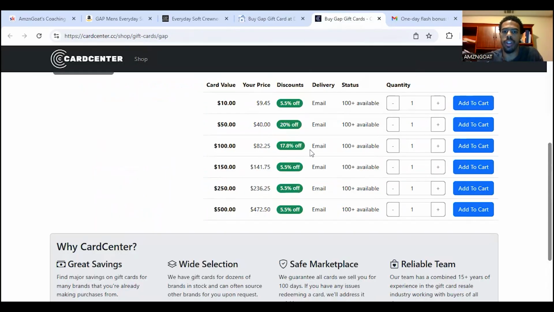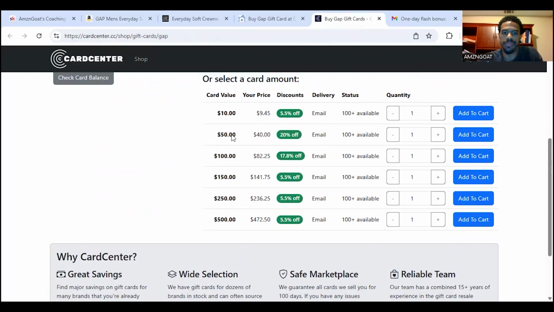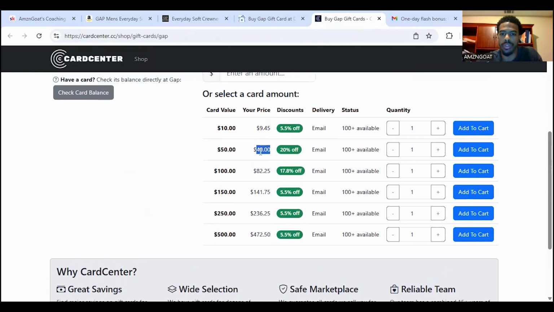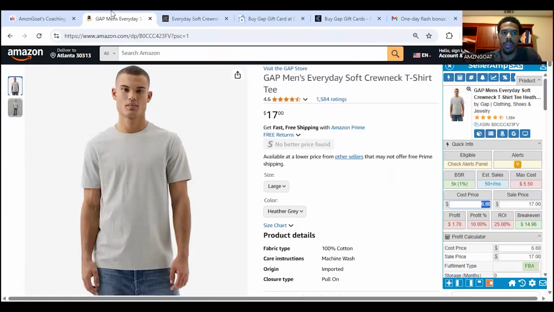So right here, cardcenter.com, bam, we got $50 gift cards that we only have to pay $40 for, right? So if we're only paying $40 for a $50 gift card, that's a 20% discount that we'll be getting on the products that we end up buying using the gift cards.